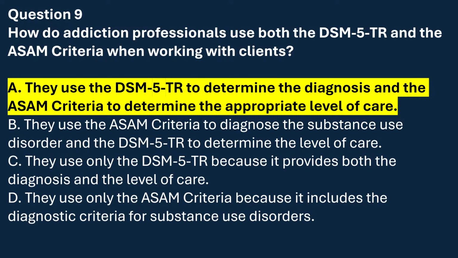B is incorrect because the ASAM criteria does not diagnose substance use disorders. C is incorrect because the DSM-5 identifies the diagnosis but does not determine where the client should receive treatment. And D is incorrect because the ASAM criteria determines the appropriate treatment setting but does not contain the diagnostic criteria for substance use disorders.